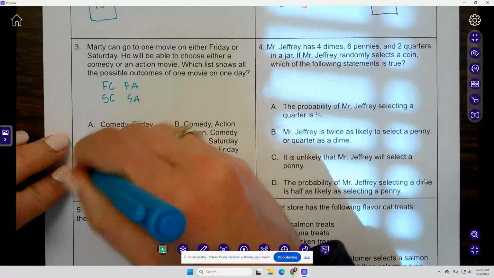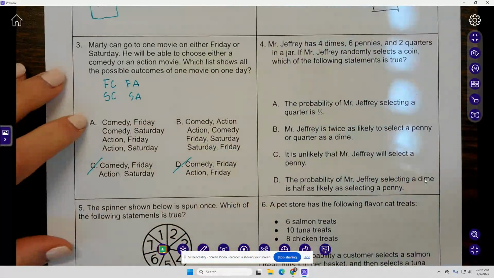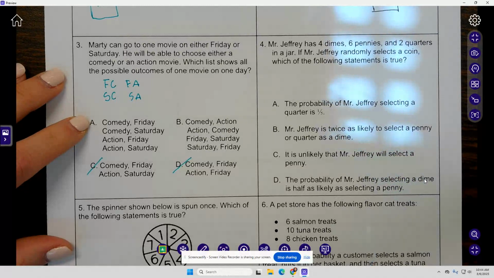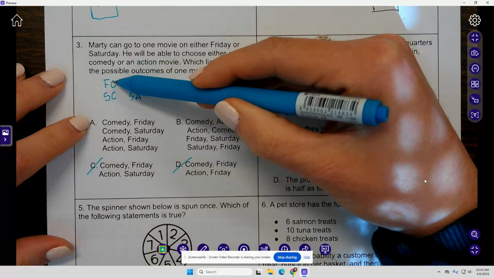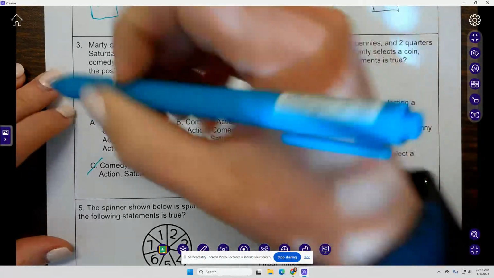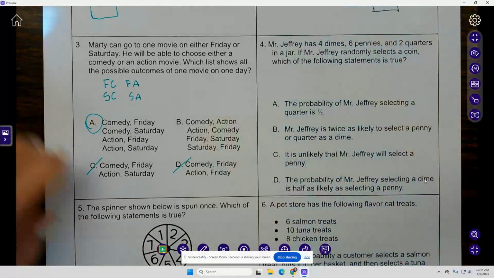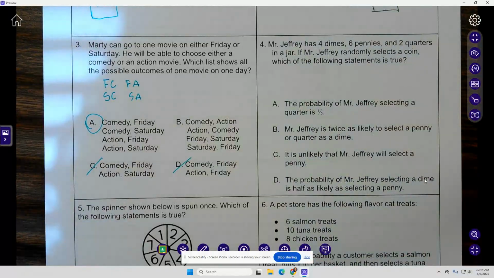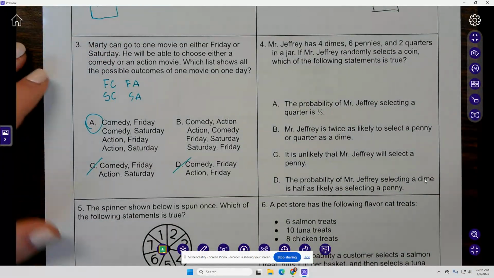So we can already mark out C and D. So if we look at A, comedy Friday, comedy Saturday, action Friday, action Saturday. So that matches. If you look over here at comedy, action, action, comedy, Friday, those aren't actual choices.